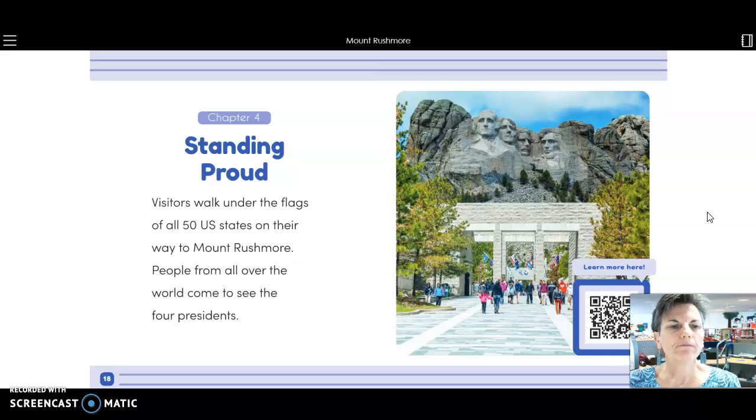Chapter 4, Standing Proud. Visitors walk under the flags of all 50 U.S. states on their way to Mount Rushmore. People from all over the world come to see the 4 presidents. Okay, it must be really amazing to see it in person. I would really love to travel there someday to see it.